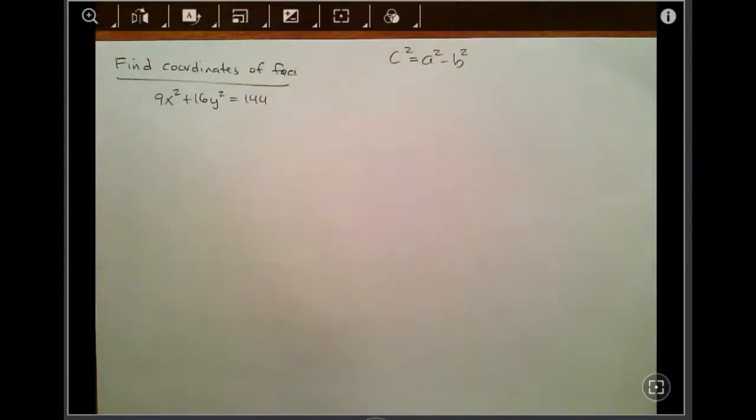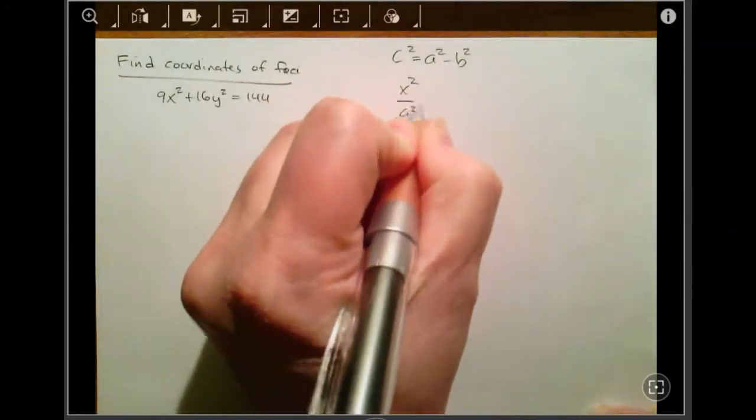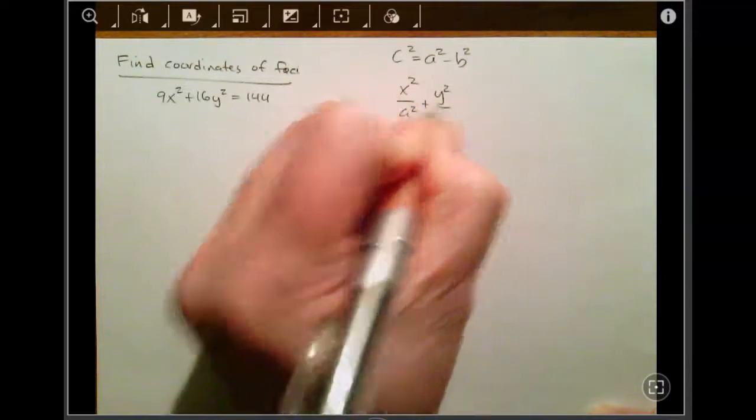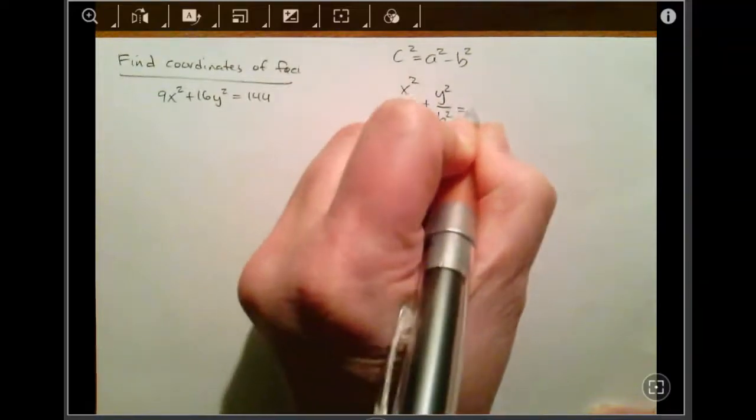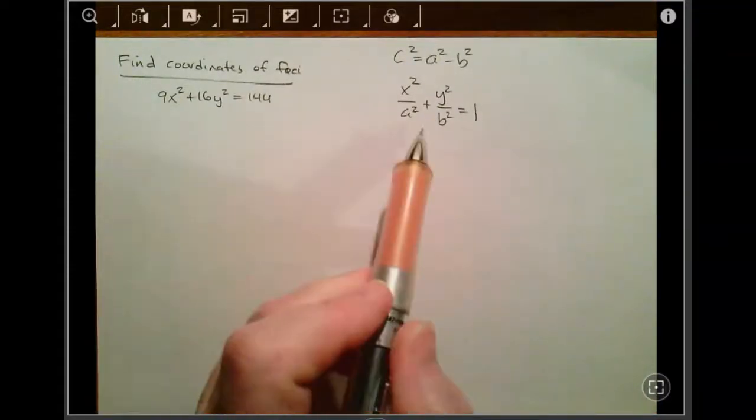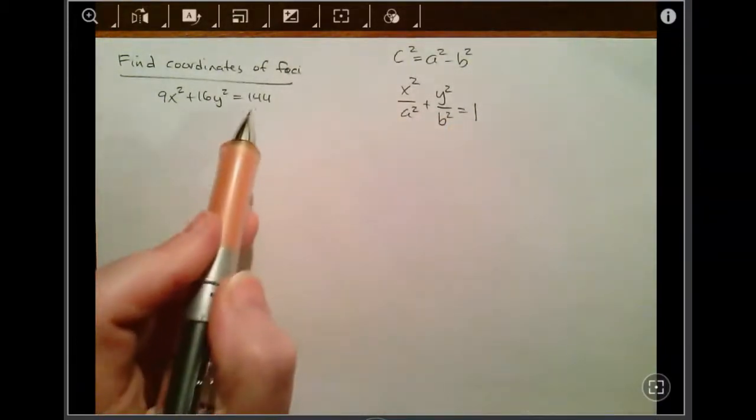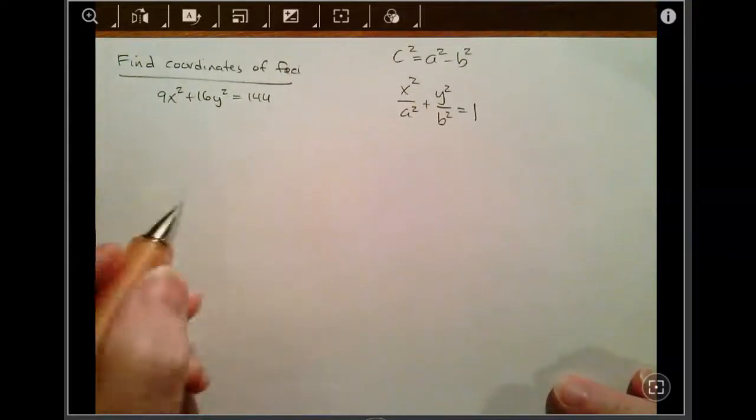Alright, so let's take a look at another example where you're given an equation of an ellipse, but it's in non-standard form. So remember, the standard form for the equation of an ellipse is x squared over a squared plus y squared over b squared equals 1. And we might have to swap the a and the b. So we need to get this into this form, so that it's equal to 1. We're going to do that by just dividing both sides by 144.